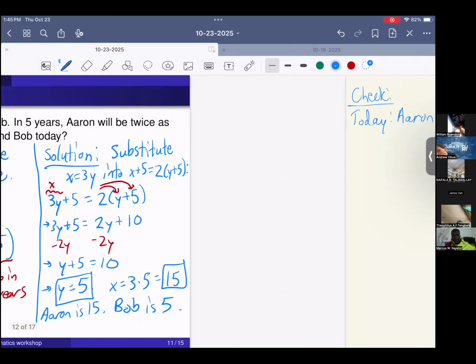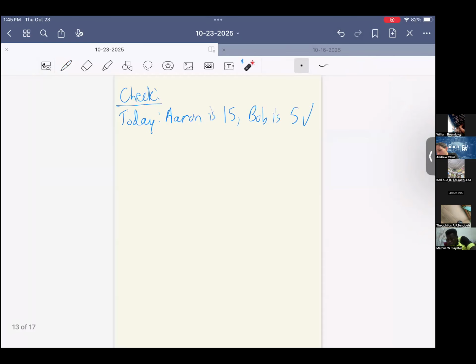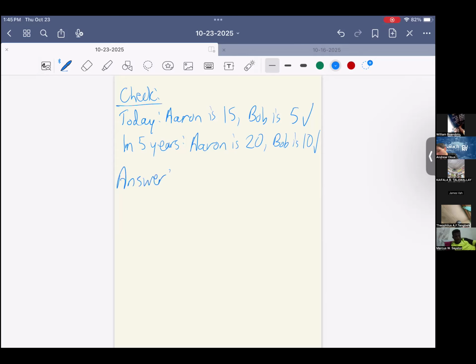That's good, right? Because today Aaron is supposed to be 3 times as old as Bob. So let's check the next thing. In 5 years, Aaron will be twice as old as Bob. So in 5 years, what do we have? We have that Aaron is 20 and Bob is 10. And that's good too, right? Aaron's going to be twice as old as Bob in 5 years. So now we have our final answer, which is Aaron is 15 and Bob is 5.